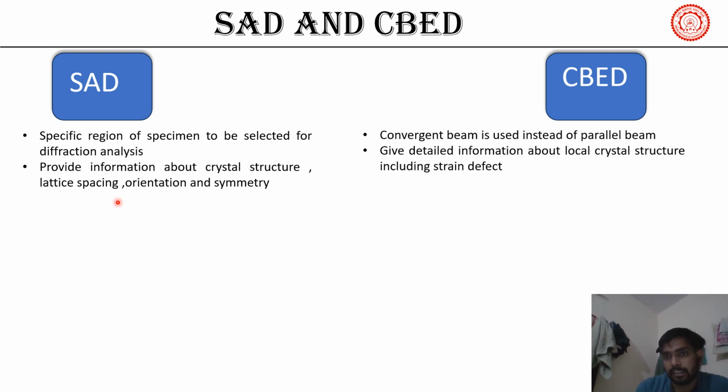In the next one, CBED, a convergent beam is used instead of a parallel beam. Second, it gives detailed information about the local crystal structure, including strain and defects. As it is convergent beam electron diffraction, it focuses only on a specific portion of the specimen, through which we get local crystal structure information.